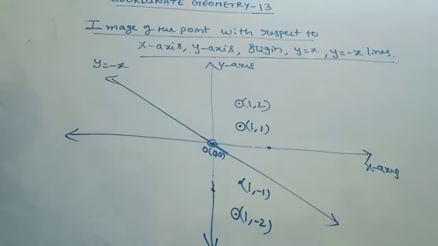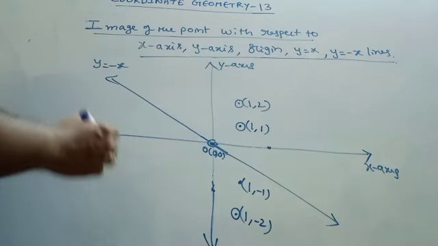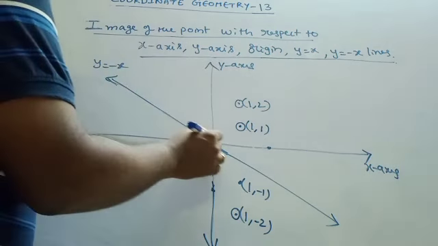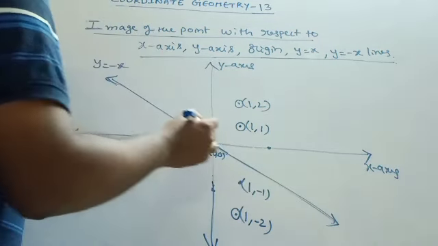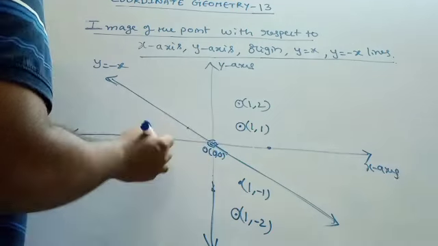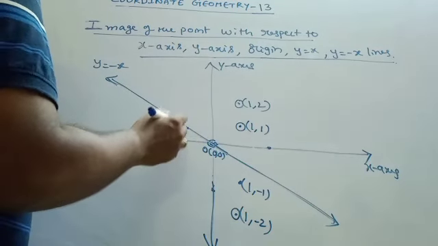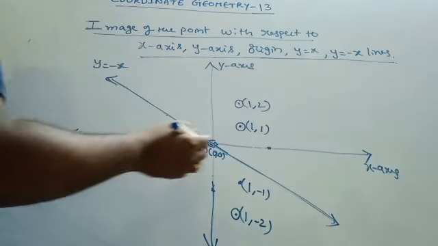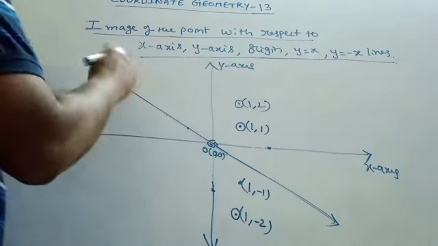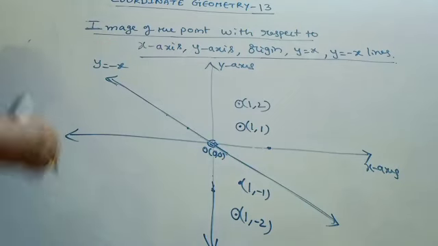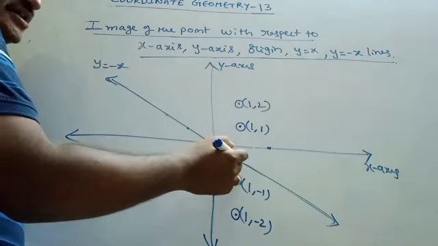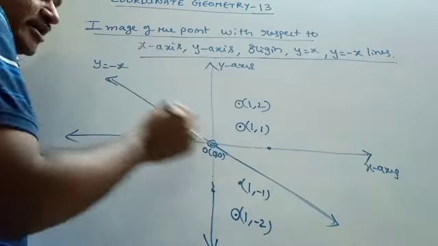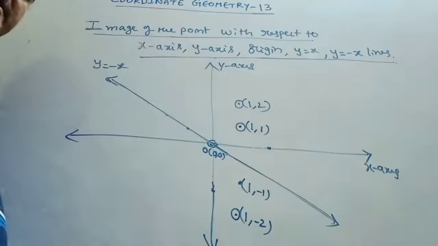Now let us discuss the image of a point with respect to the line y equal to minus x. Y equal to minus x is a line like this. On this line the points will be something like minus 1 comma 1, minus 2 comma 2, minus 3 comma 3, minus 4 comma 4, where x and y are of opposite signs. Also 1 comma minus 1, 2 comma minus 2, 3 comma minus 3. By joining all those points you will get this line y equal to minus x.